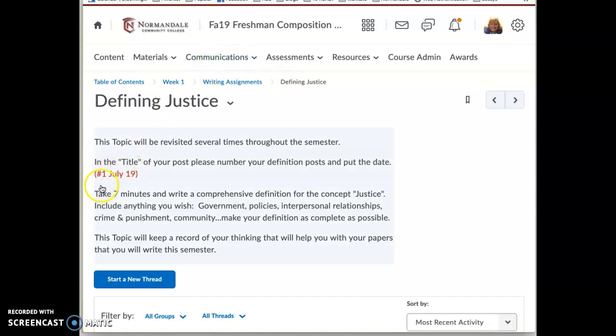I want you to title this number 1 and then the date, and I use July 19th because it is not July 19th. That's my daughter's birthday, and it's in the summer, so I know that it's not July 19th. But you're going to put today's date in here.